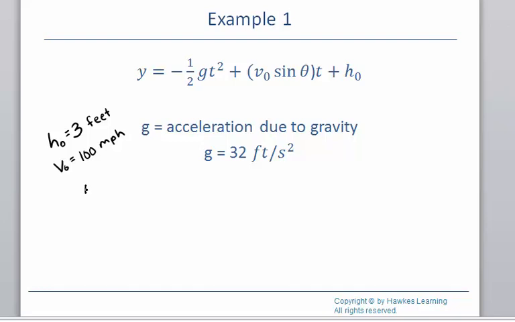So I'm going to take my 100 miles per hour, and we're going to start converting. So I'm going to multiply first this 100 miles over 1 hour by 5,280 feet over 1 mile.